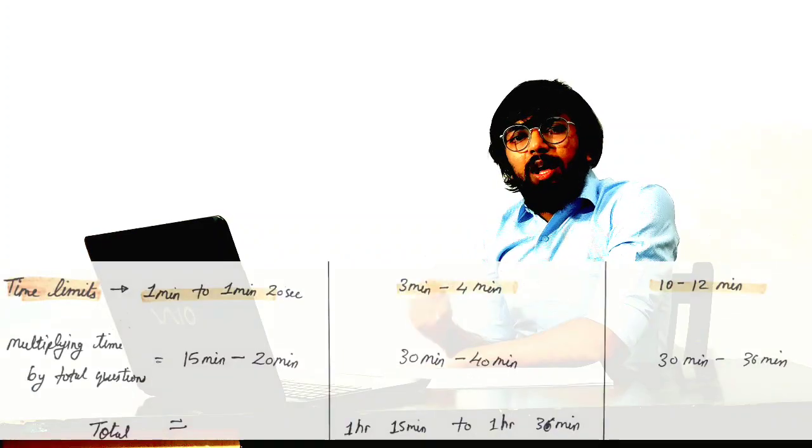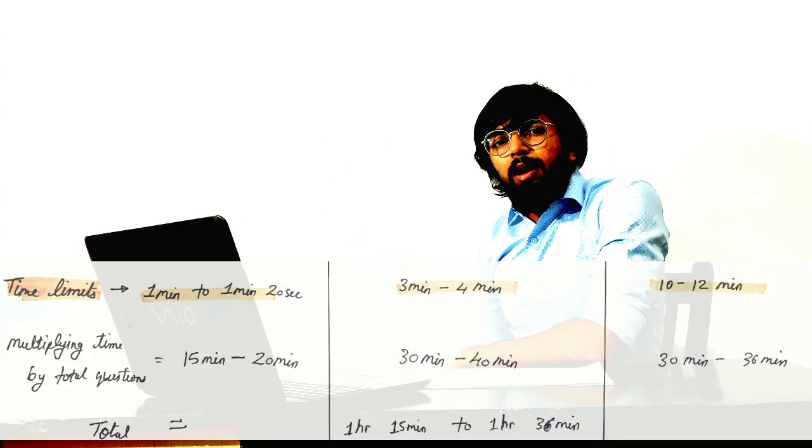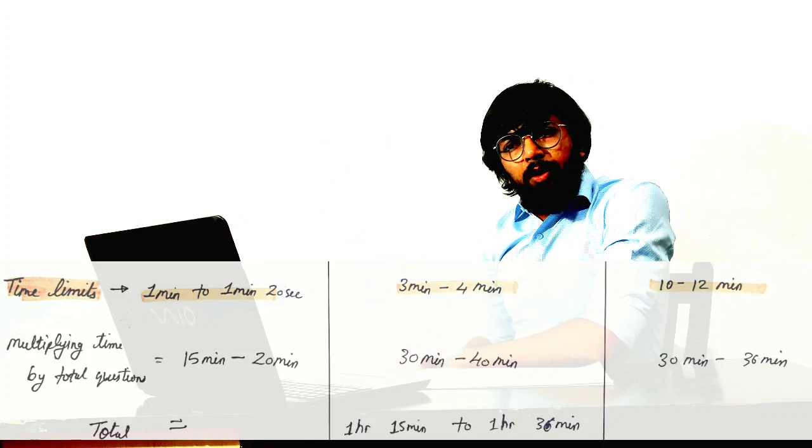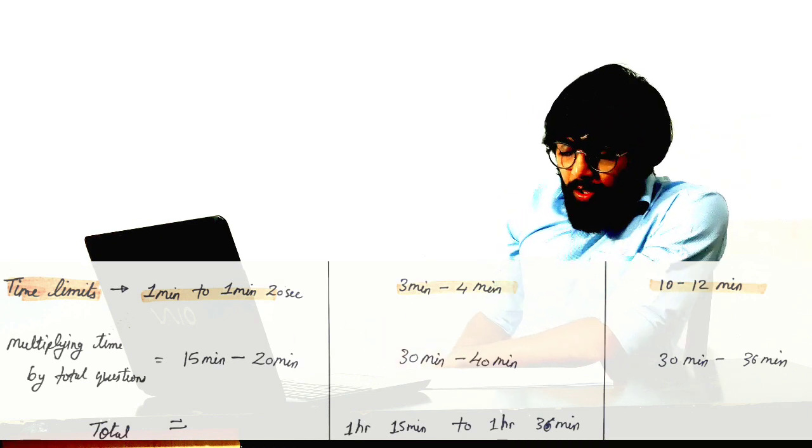So for attempting the paper within the particular time limits, you should prepare for the lower side of the time limits that we have given on your screen. That is 1 minute for a 3-marker, 3 minutes for a 6-marker, and 10 minutes for a 15-marker question respectively.